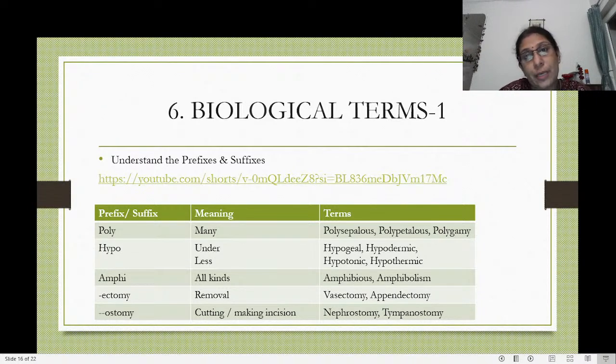Then appendectomy is cutting the appendix, the appendix operation that we normally have. So removal of the appendix. Similarly, ostomy is cutting or making an incision. Like nephrostomy is on the kidney, tympanostomy is on the ear tubes. Right? Let's see some other ways as well.